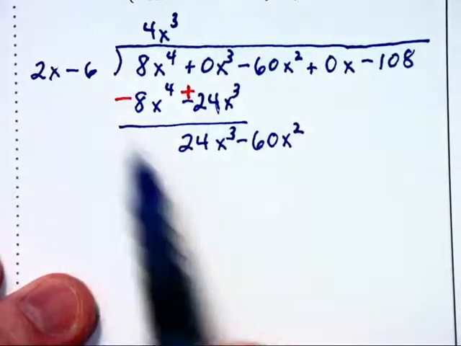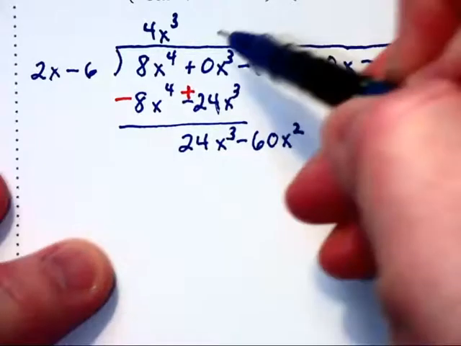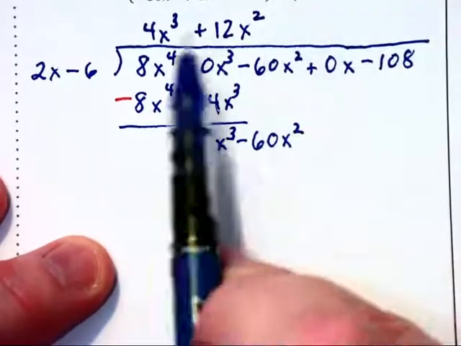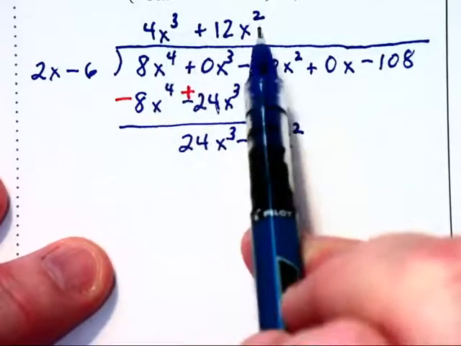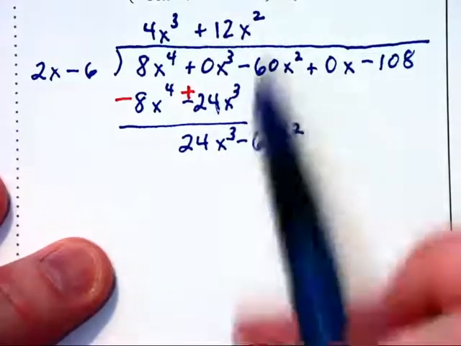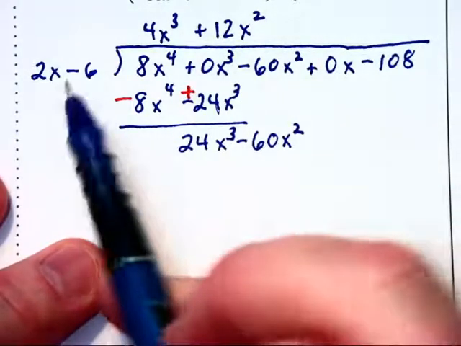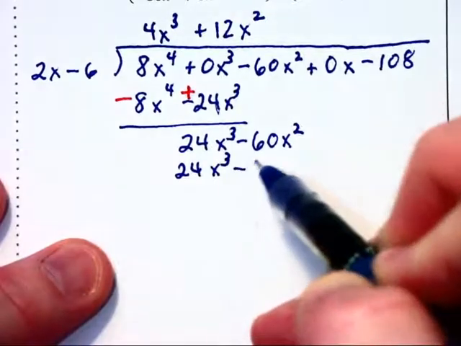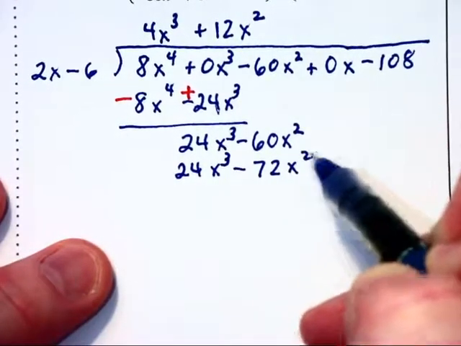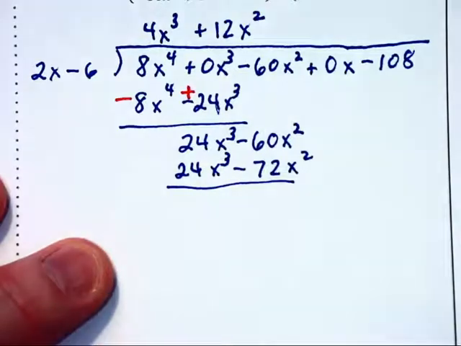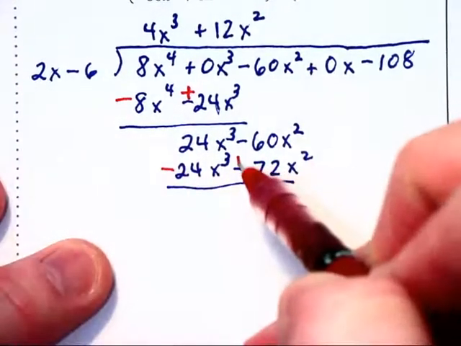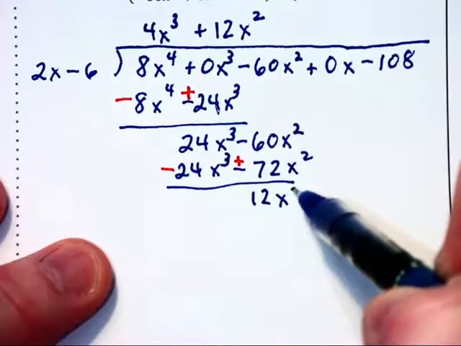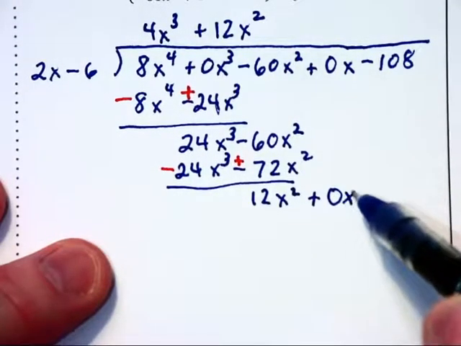Now we look at the 2x and the 24x cubed. It goes in plus 12x squared times. Notice my descending pattern starting up there in the quotient. We take that 12x squared, we multiply it by the 2x minus 6. That gives us 24x cubed minus 72x squared. But we add the opposite, changing this to a minus and a positive, and adding down we now have 12x squared, and I will bring down our 0x.